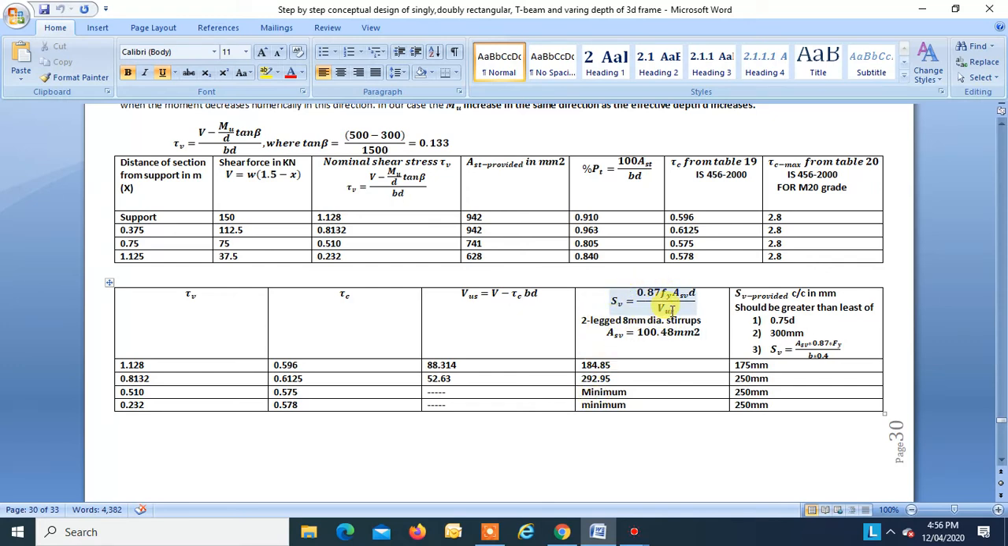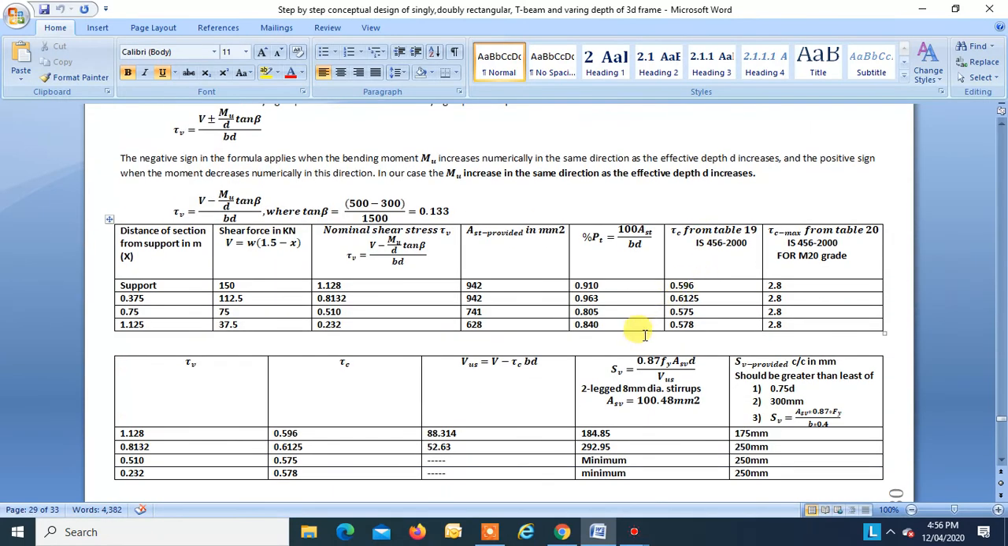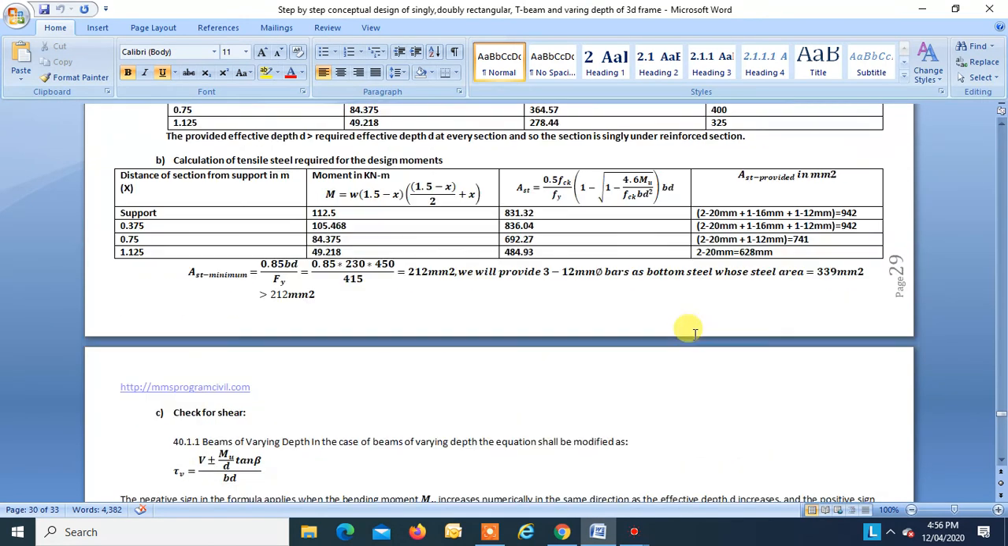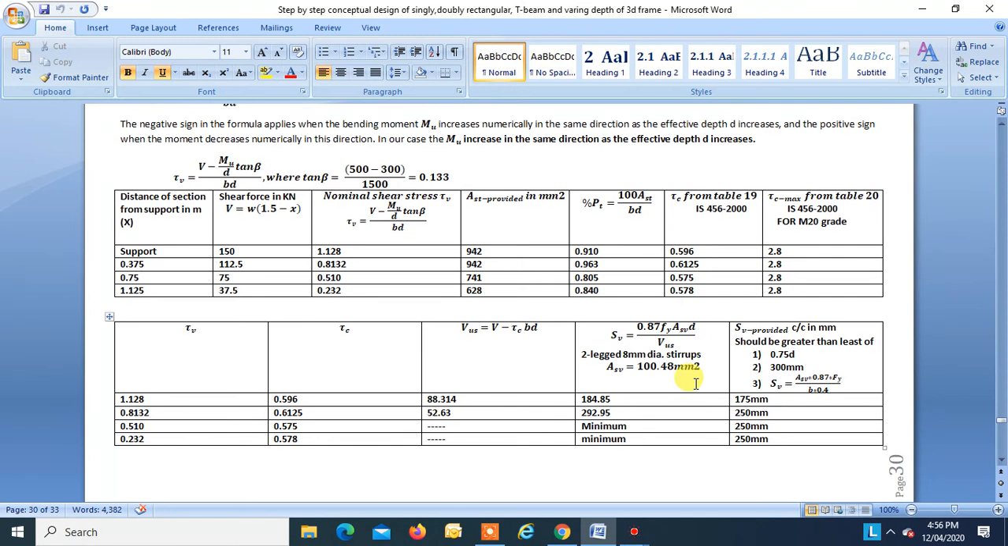This is the formula. You know VUS, put the value of VUS over here. D, okay, please remember for this case D has to be taken equal to this, okay, right? For this case D has to be taken equal to this, okay. So this is how you have to find the spacing, right? So this is the spacing that has to be provided, okay.